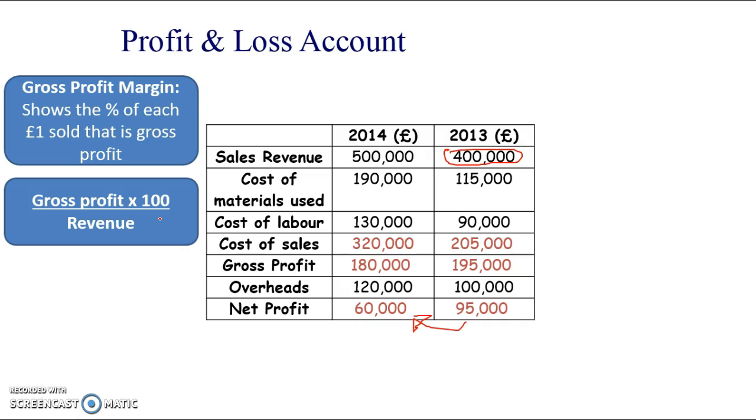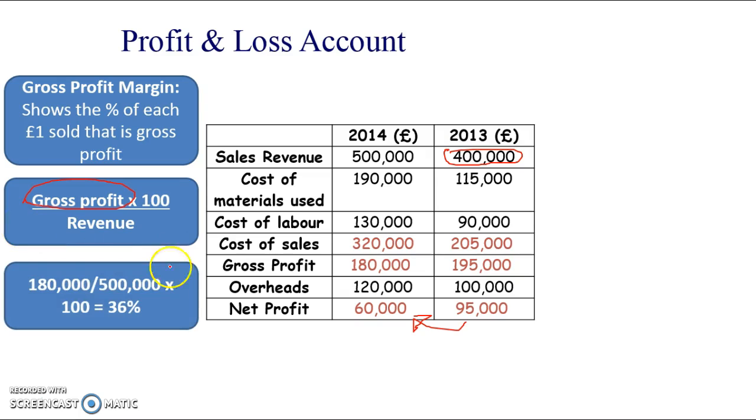But the important thing to remember with this one is you don't need to memorize it for the exam, because you will be given it in the exam. However, you might have to work out profit, so just be aware of that one. So for 2014, I've just taken the gross profit, 180,000 there, divided it by 500, and I've got a percentage of 36%. So that means for every £1 sold, 36% of that is gross profit, or 36p is gross profit. So it doesn't sound so bad, does it?